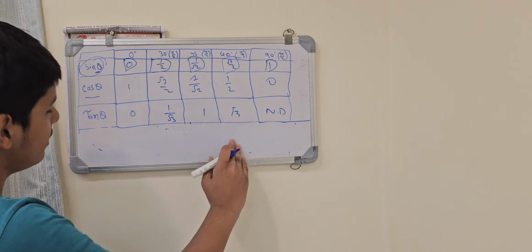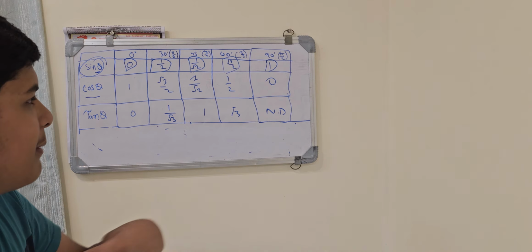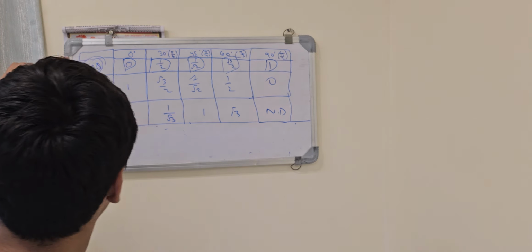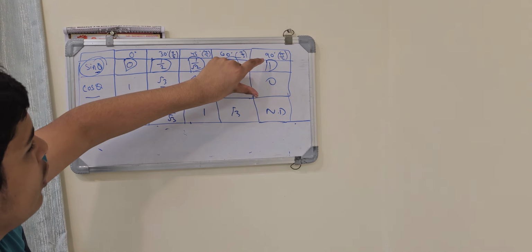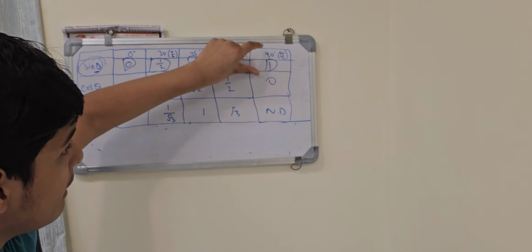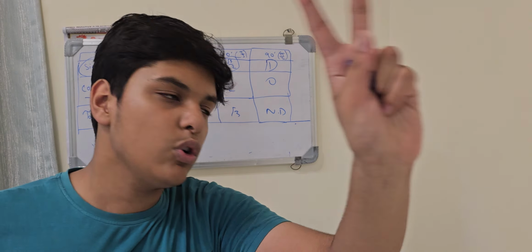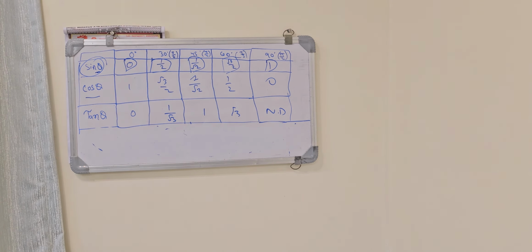How is this not defined, sir? Let me explain. Not sir, I am not any sir. Okay, so here sin theta is equal to 1, so cos theta is equal to 0. So sin theta by cos theta is 1 by 0, and 1 by 0 is equal to not defined. Very good. So this is the whole table.